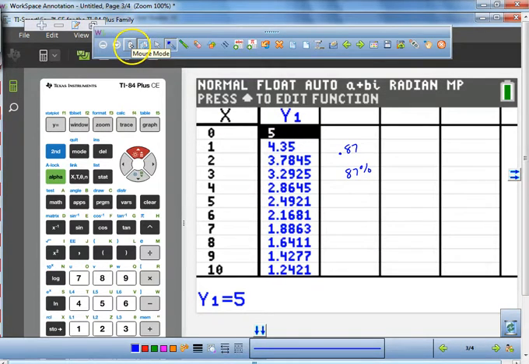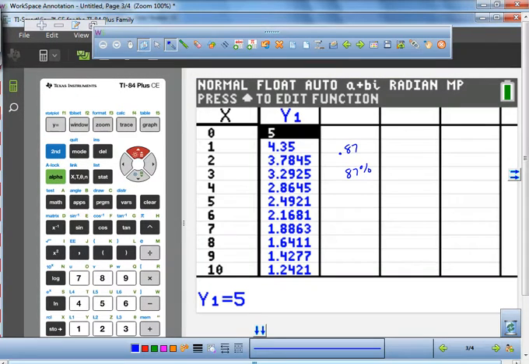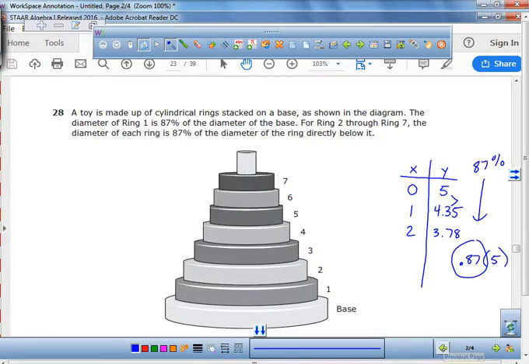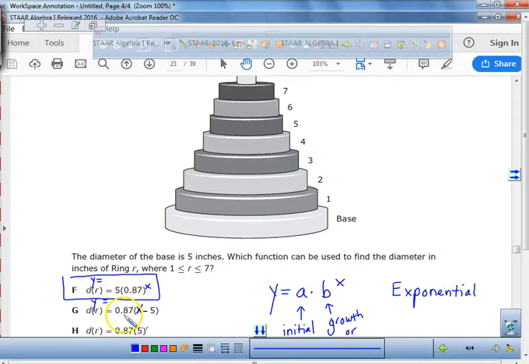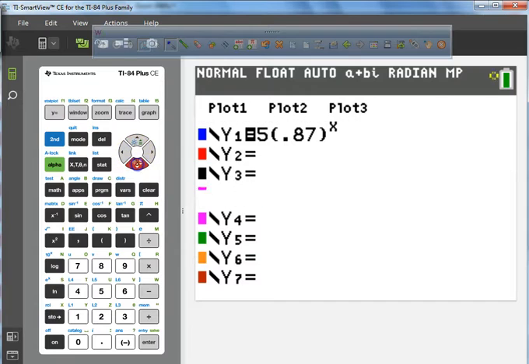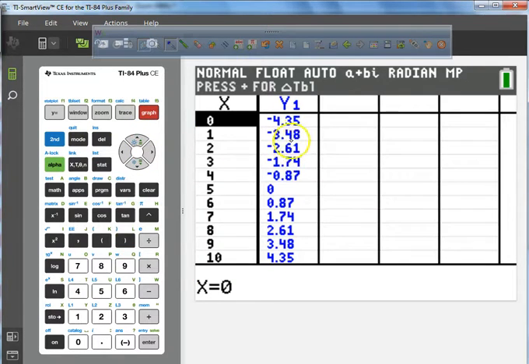If you did all the other ones, let me show you. Let's go back to the problem real quick. Oh, not that one. Oh, you see that 0.87, x minus 5? Look what happens when you type that in. I'll just clear this out. 0.87, open parentheses, x minus 5. Look at your table. Do these answers even make sense? They don't even make sense.